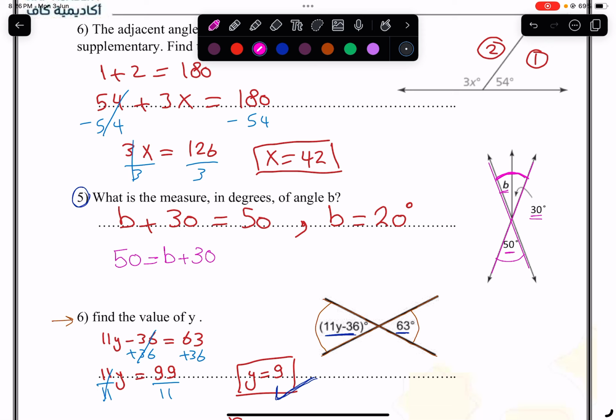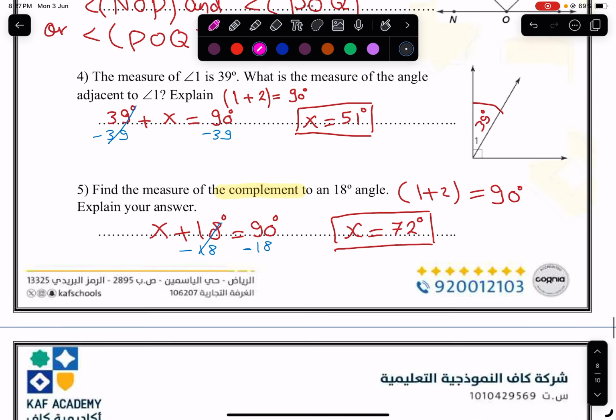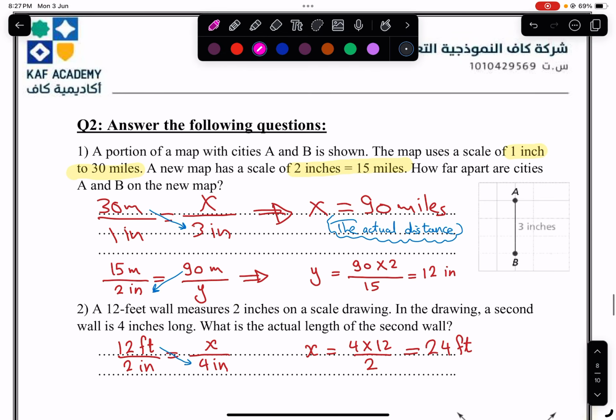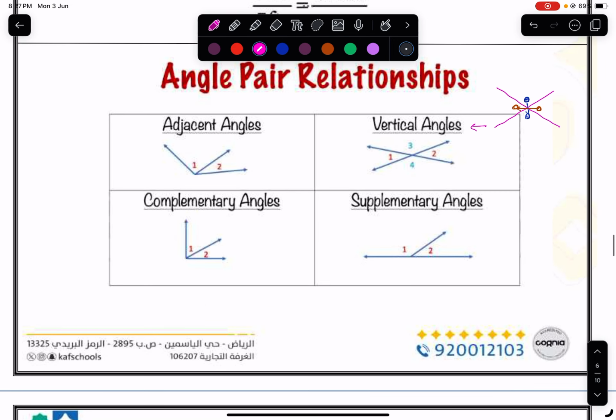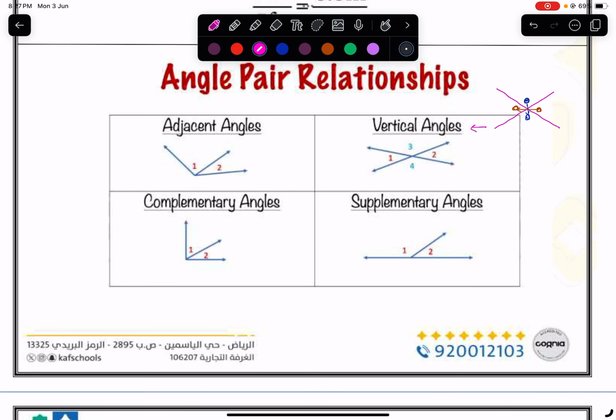Now I need to find B. Move the 30 to the other side. When we move it, we must flip the sign. So B equals 50 minus 30, which equals 20. I think that's the vertical angle. Okay, let us take the second type.